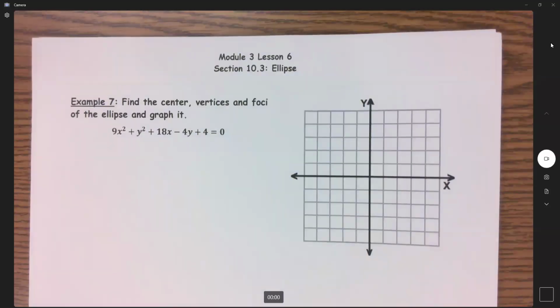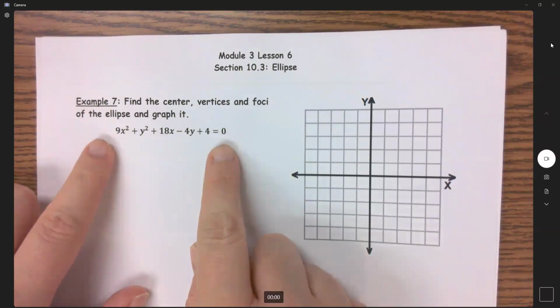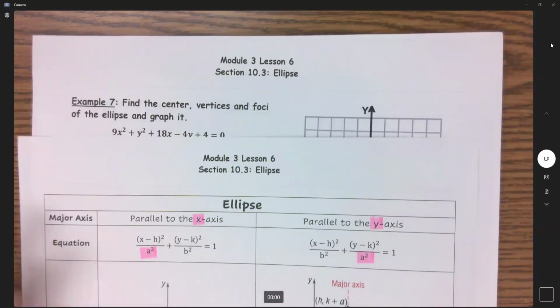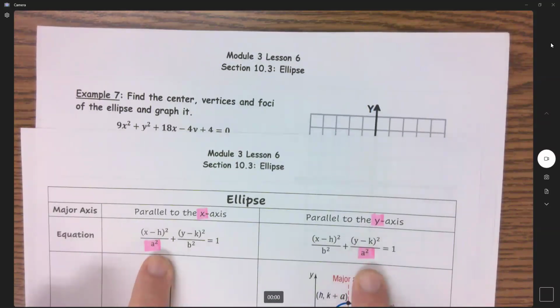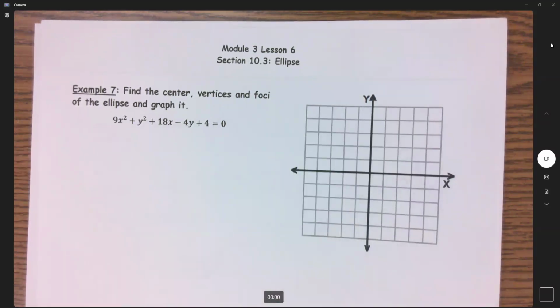Our last example, example 7, we need to find the center, vertices, foci, and graph. Sounds easy enough, but we have a problem here. This is given to me in general form, and I need to put it in one of these two forms here. So how are we going to do that? We're going to do that by completing the square. You need to watch that video over completing the square if you haven't already to help with this.